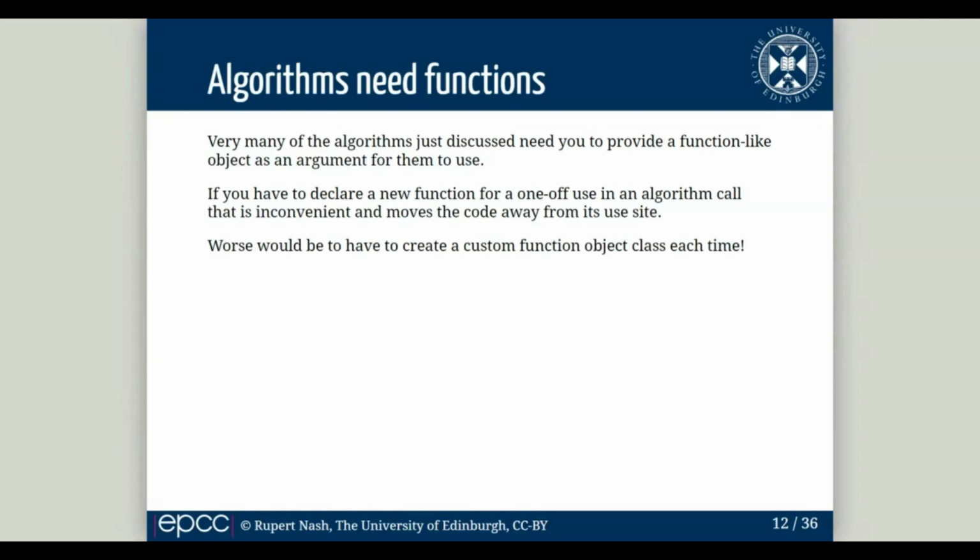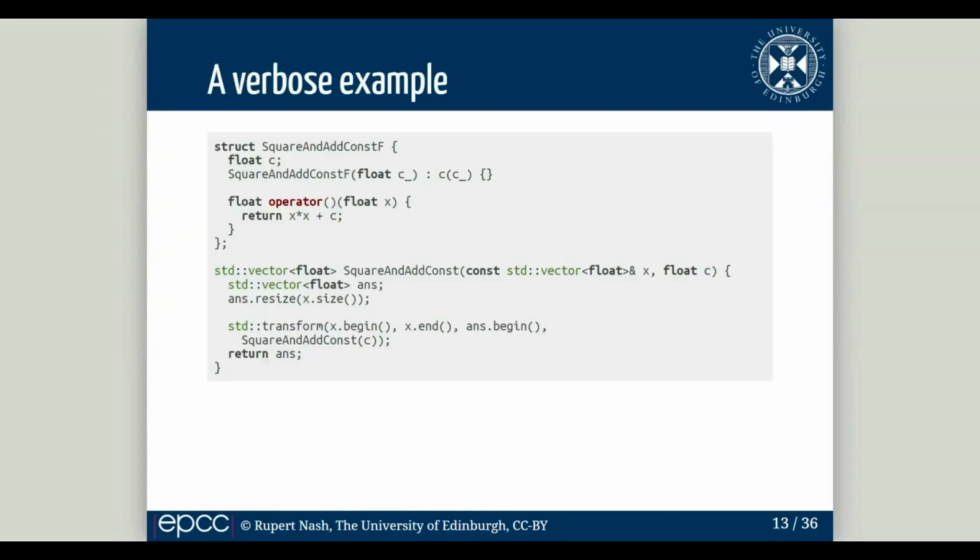If you declare one-off functions for one of these, and you're moving this away to some header file or some other location, it moves the co-locality of the use of a one-time use function away from where it's actually being used to do its work. Therefore, you make it harder to read the code quickly. What's even worse is that sometimes you have to create some custom function or class each time, as opposed to just a function. And this is where lambdas can come in and help.